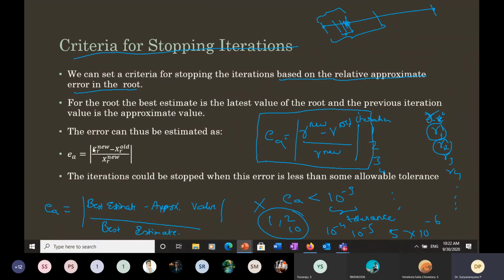That is exactly what we do here. See, at any iteration, you compare the new iteration value with the old one, you will get the approximate error. Then you're normalizing that with the new one, so you'll get relative approximate error.